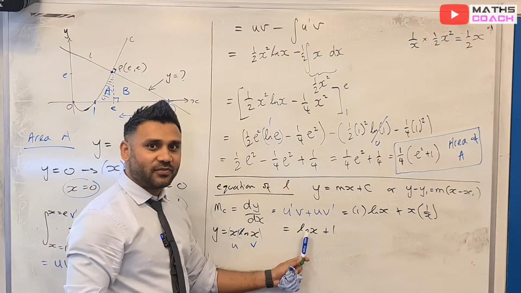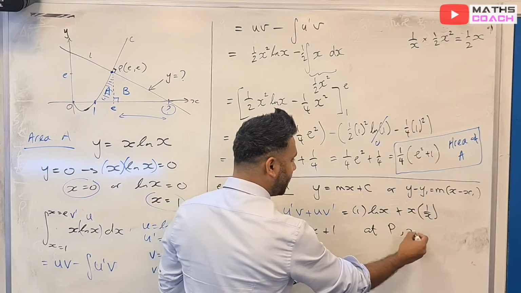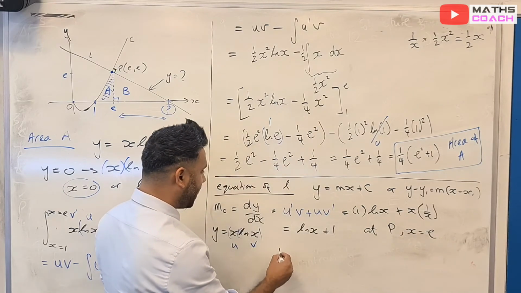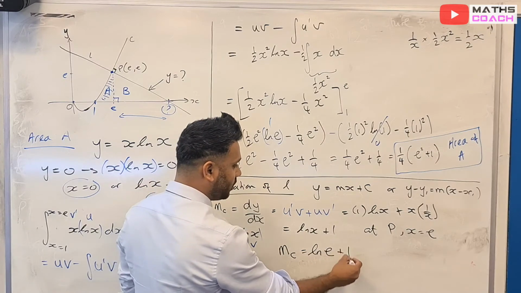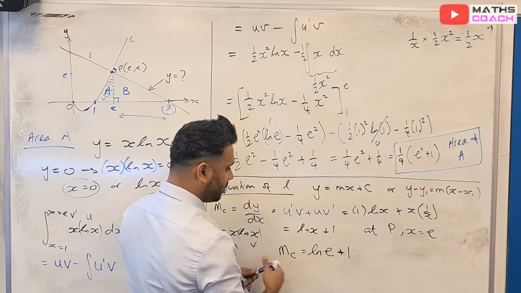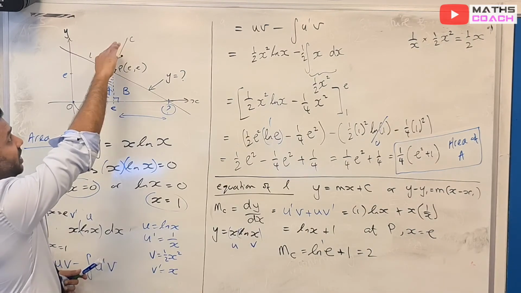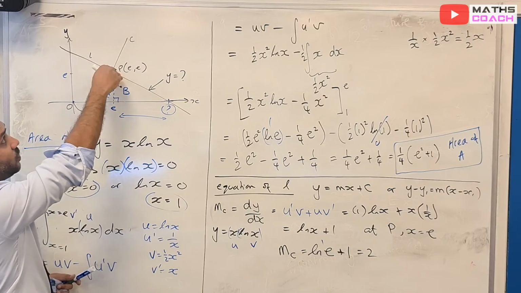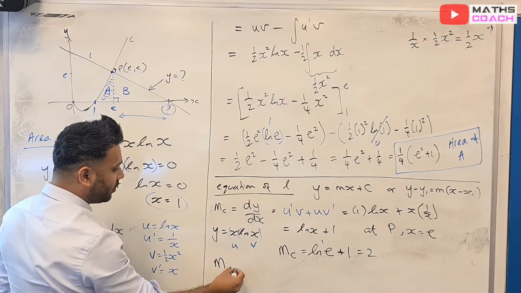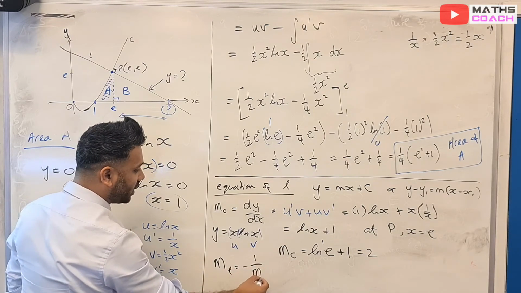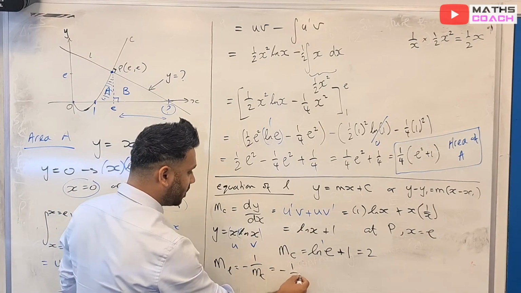So this is the gradient function of the curve C, but we want the gradient at P where x is equal to e. So the value of the gradient at P would be ln of e plus 1, and ln of e obviously is equal to 1, so 1 plus 1 gives you 2. So the relationship between curve C and L is that L is the normal to the curve at point P, which means the gradient of the line L would be the negative reciprocal of the gradient of the curve C. And that's going to be equal to minus 1 over 2.